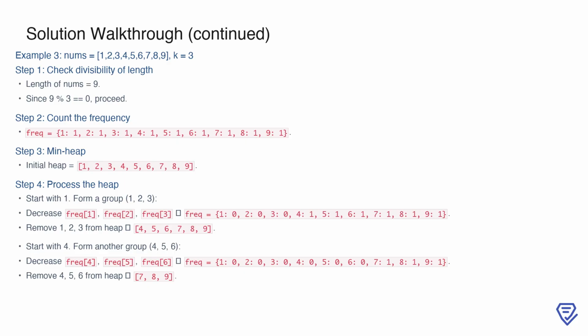and 3. For each of these numbers, we decrease their frequency in the dictionary and remove them from the heap once their frequency reaches 0. After processing this group, the heap is reduced to 4, 5, 6, 7, 8, 9. Next, we start with the smallest number remaining in the heap, which is 4, and form another group, 4, 5, and 6. Again, we decrease the frequency of each number in this group and remove them from the heap when their frequency becomes 0. After processing this group, the heap becomes 7, 8, 9.